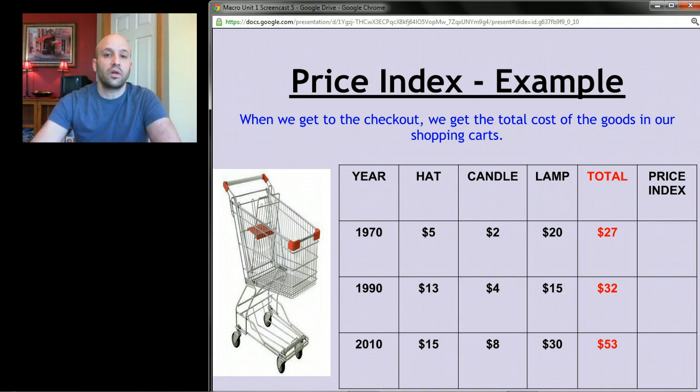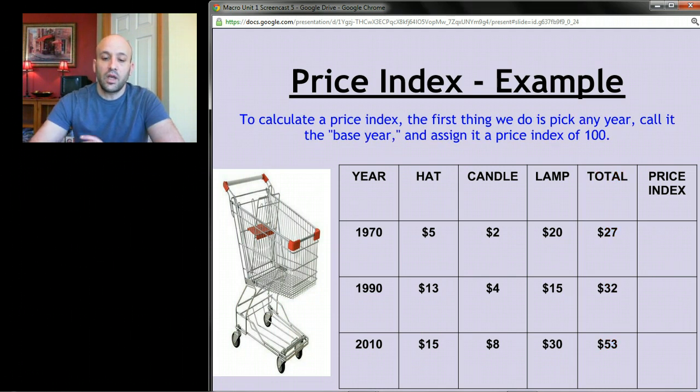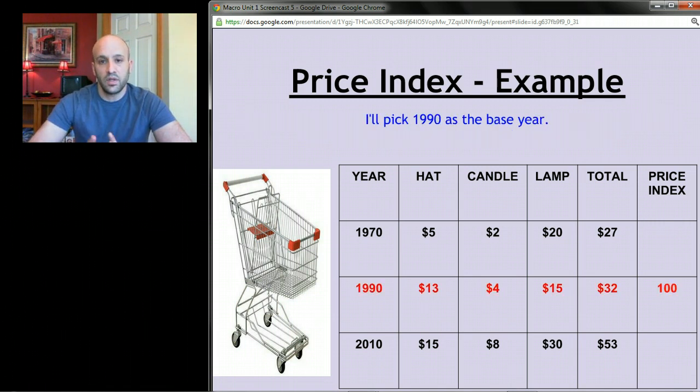Alright, so let's start constructing a price index. To calculate a price index, again, the first thing we do is pick any year, call it the base year, and assign it a price index of 100. So just for the sake of this example, I'm going to pick 1990 and call that our base year. That's going to be our standard measuring stick for prices. Price index in 1990 will be 100 by definition. The base year always gets a price index of 100.